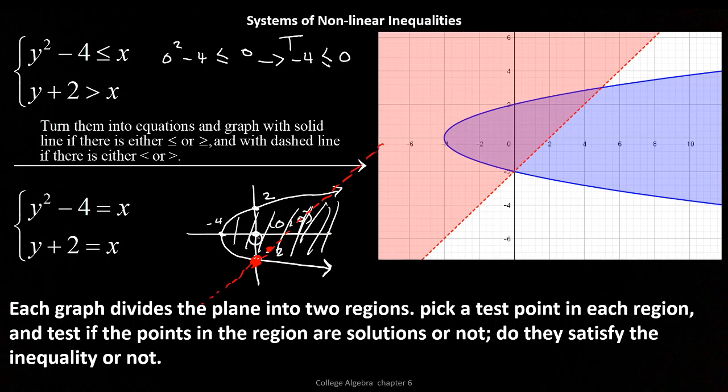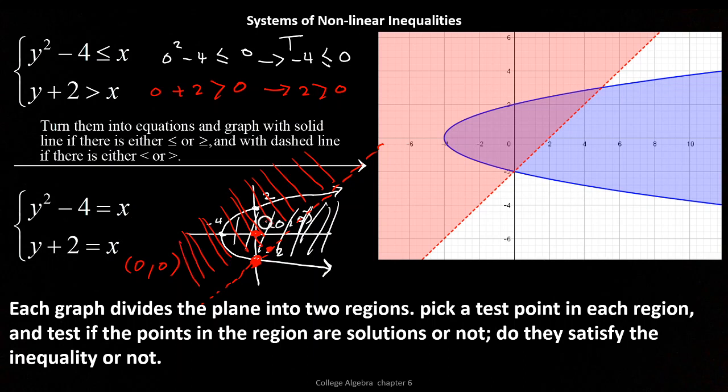And then we do the same thing. We put a test point. The line divides the two parts. We pick a test point, 0, 0, and we test it here. 0 plus 2 is greater than 0. That means 2 is greater than 0, yes. So we shade on this side of this line. And we see the solution is what? The overlap, right? That's the solution.